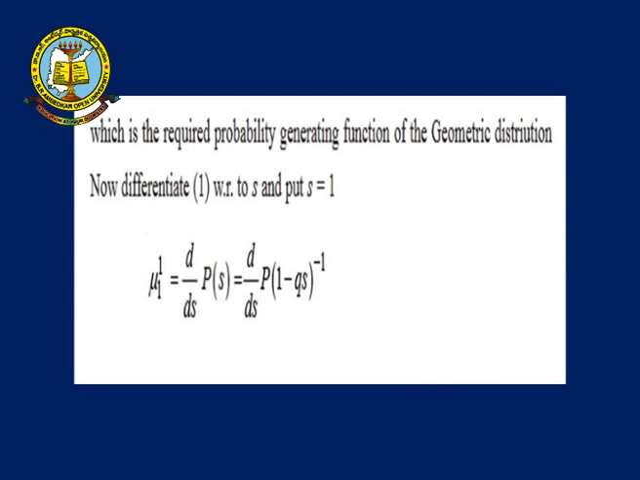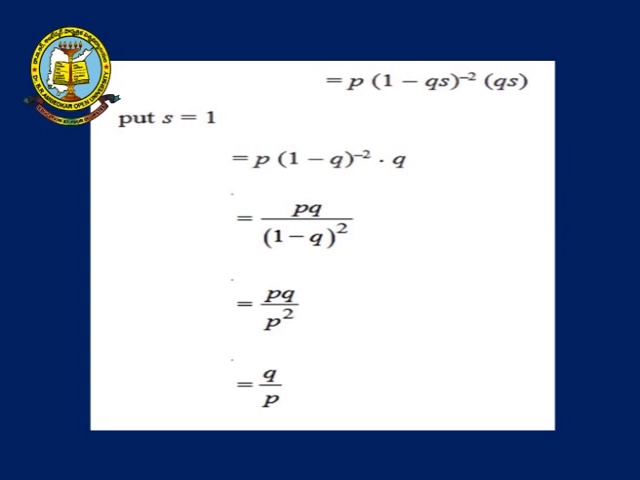Now we differentiate this. Mu 1 dash is equal to d by ds of P of s. What is the P of s earlier? That is p into (1 minus qs) whole inverse. Differentiating, p into (1 minus qs) whole power minus 2 into q. Now we put s is equal to 1.